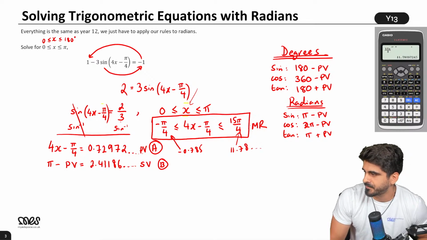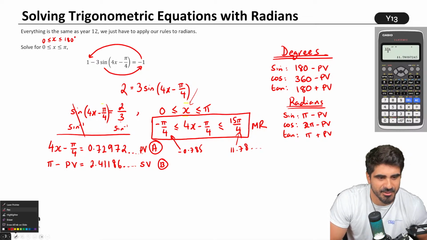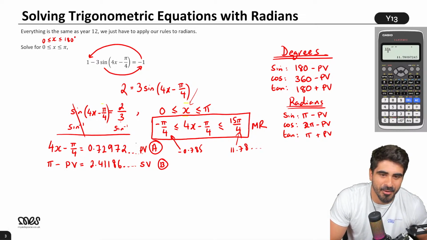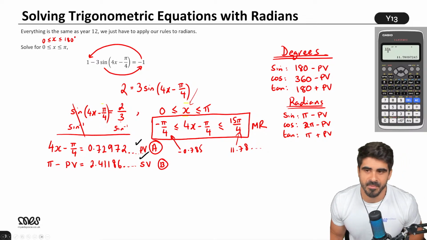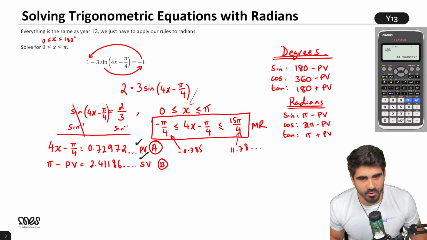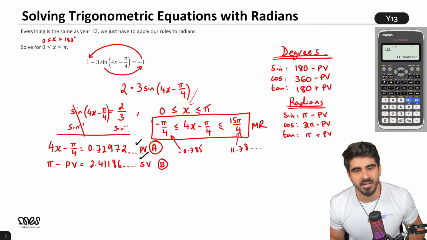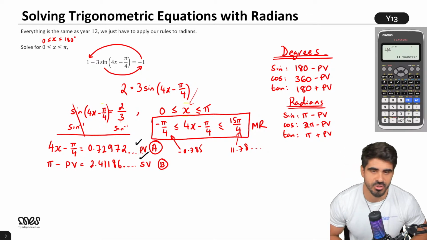Okay. It will happen. Don't worry. So both of these are in the range, so we have two solutions for sure. Now, who remembers from year 12 how you find the other values in the range?